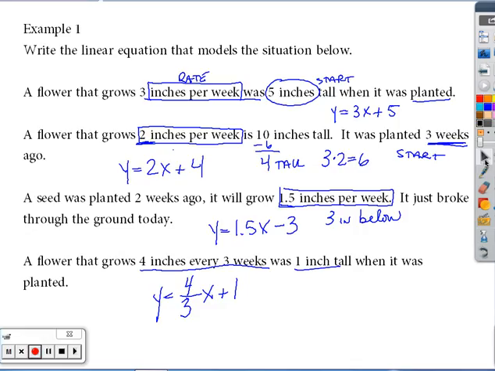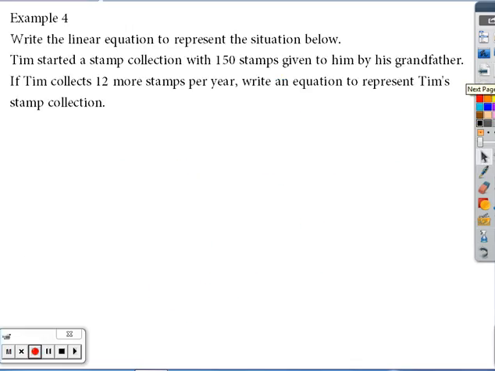Let's take a look at another example. Write the linear equation represents the situation below. Tim started a stamp collection with 150 stamps given him by... Wait, we did that a couple weeks ago, so we're not going to do that one again. Okay?